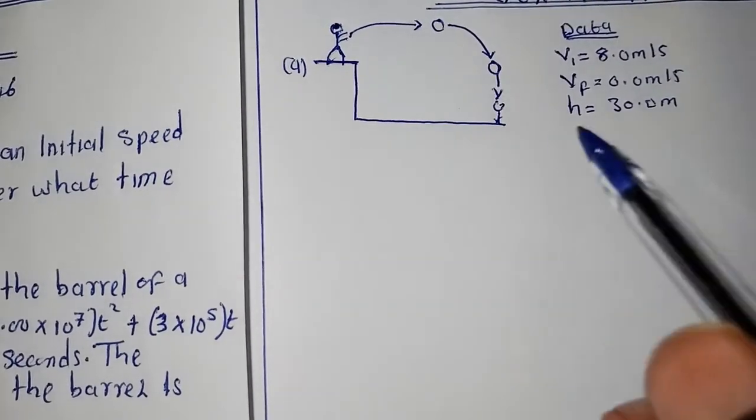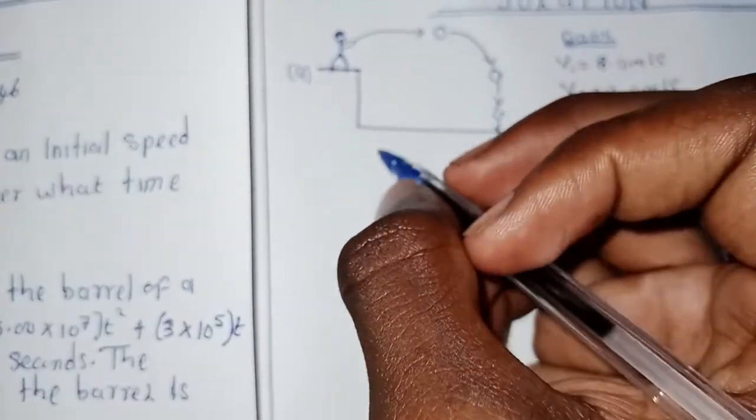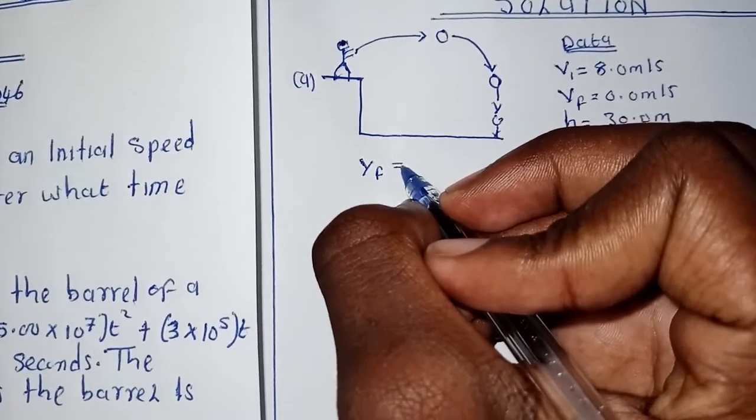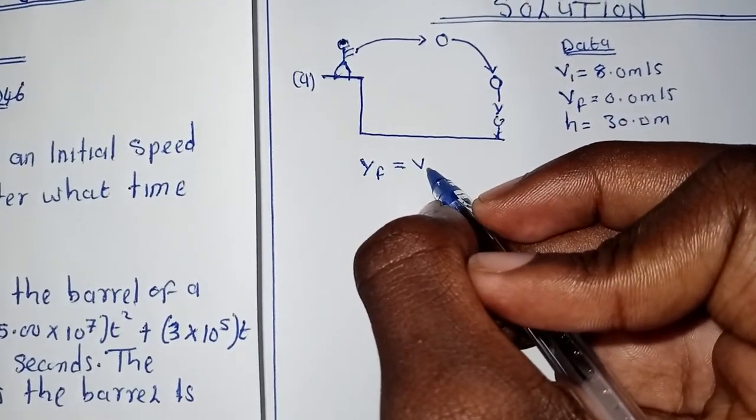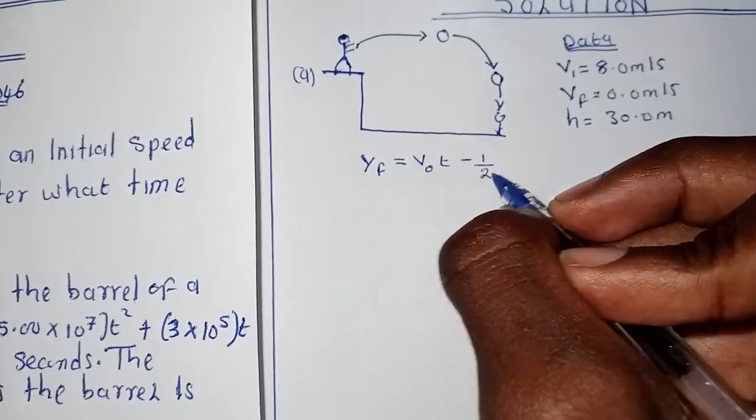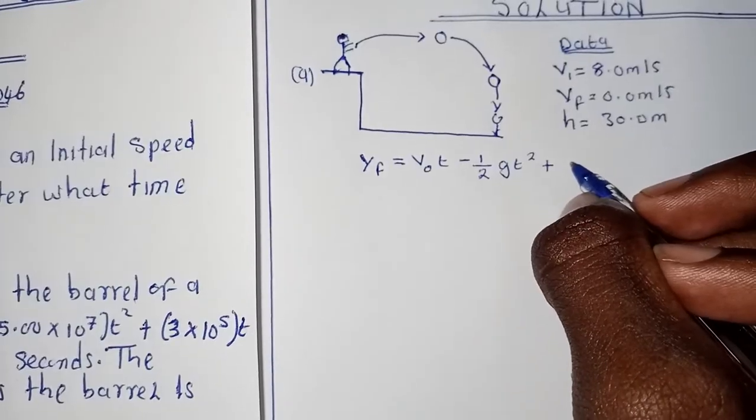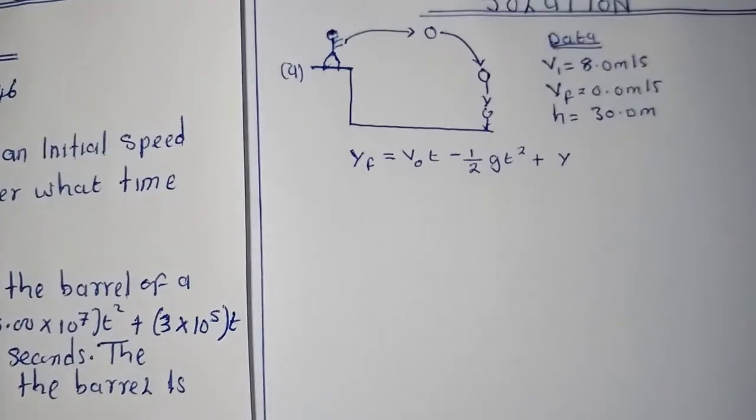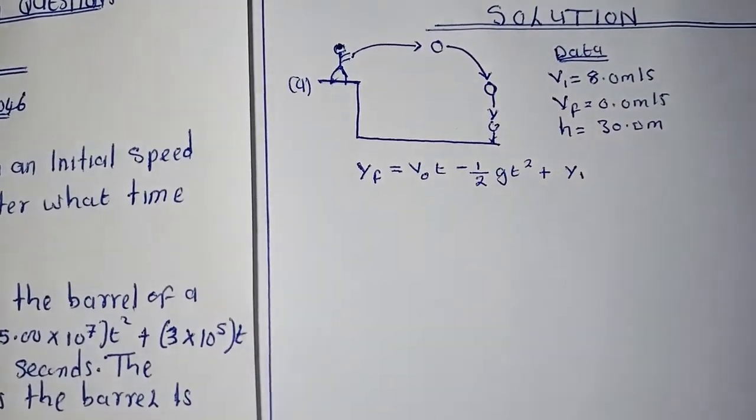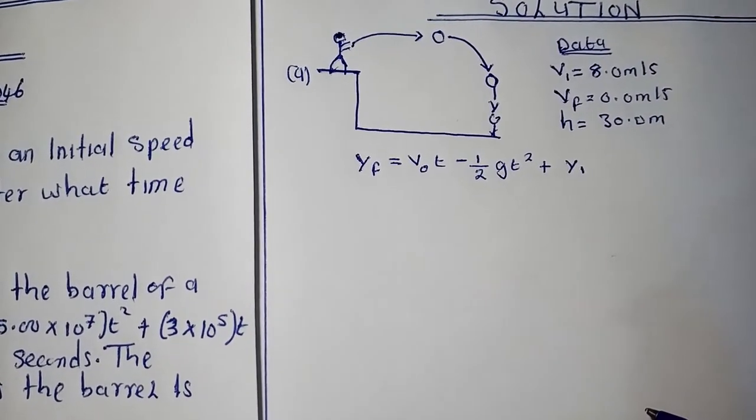So we are taking motion in the y-axis. But then remember that I gave you an equation where I said y final is equal to v initial multiplied by the time, minus 1 over 2 g t squared, plus y initial. Okay, plus y initial, which is the distance in the y at some point, the initial.